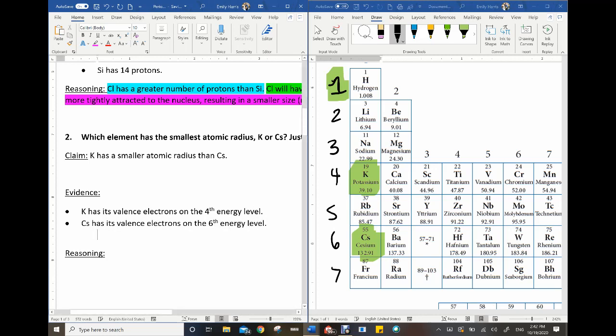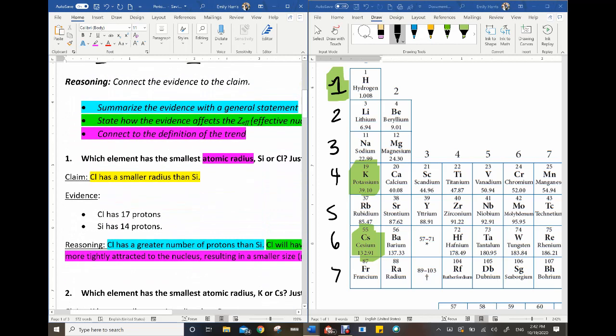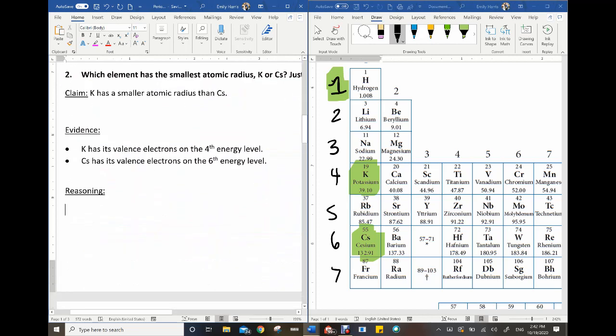All right, so now we've got our specific evidence and we want to put that in our reasoning. The first part of our reasoning is just to summarize our evidence with a general statement. So in general, potassium has fewer energy levels than cesium. I'll keep the symbols just to be consistent. So potassium has fewer energy levels than cesium. With fewer energy levels, you're going to have a stronger attractive force, and you're also going to be a smaller atom just because you have fewer layers or shells.